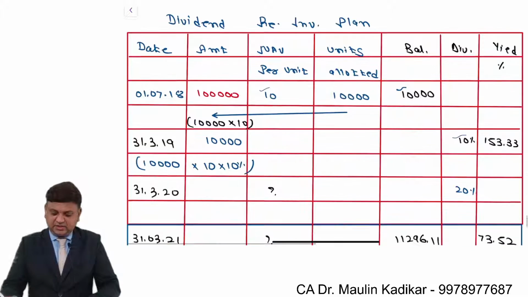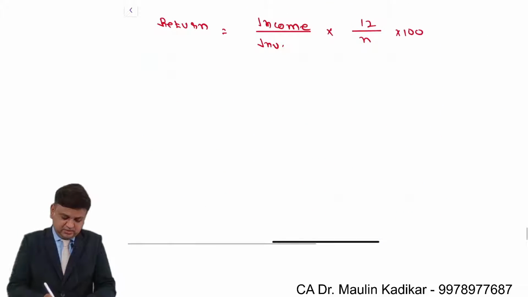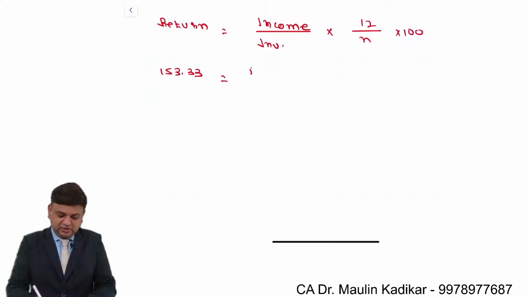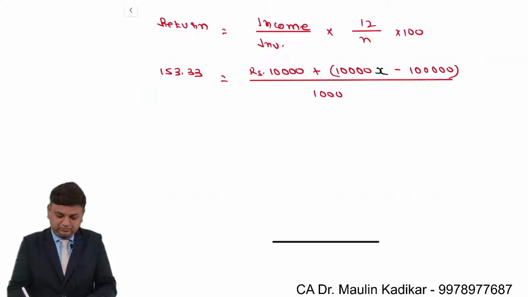What is the return, friends? Return is 153.33%. So over here, 153.33%. Income is 10,000 rupees of the dividend plus 10,000 number of units which you are holding. Let us assume that it has NAV of rupees X per unit, minus 1 lakh rupee, that is like the investment which you had made, divided by 1 lakh into 12 divided by N. N is the number of months.